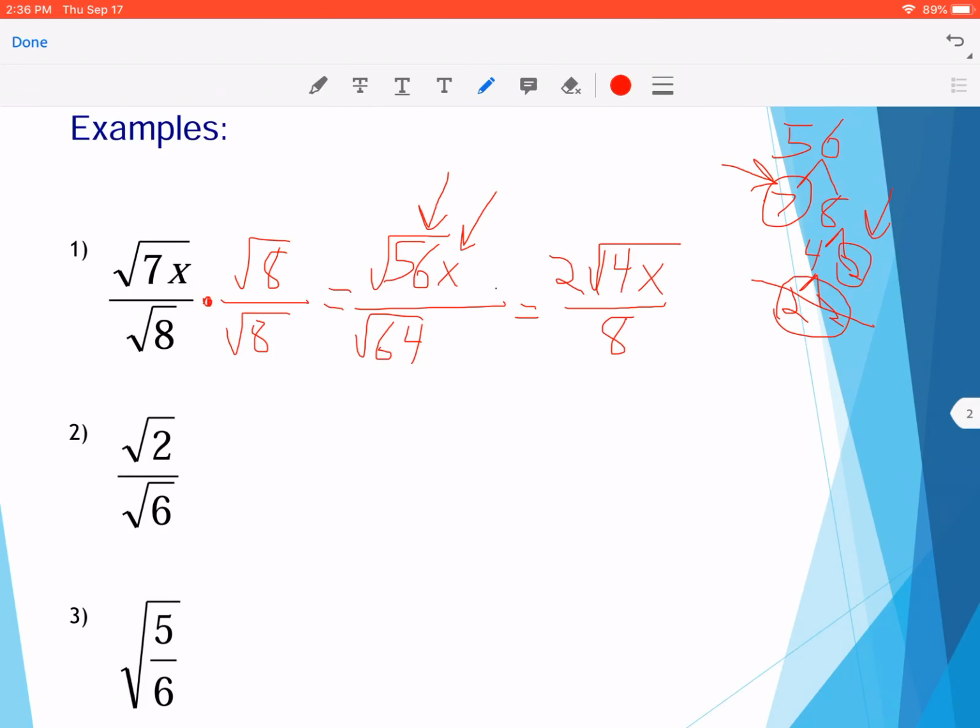Now, if you left this answer like this, I'd probably take 1 point off. You have a real 2 and a real 8.